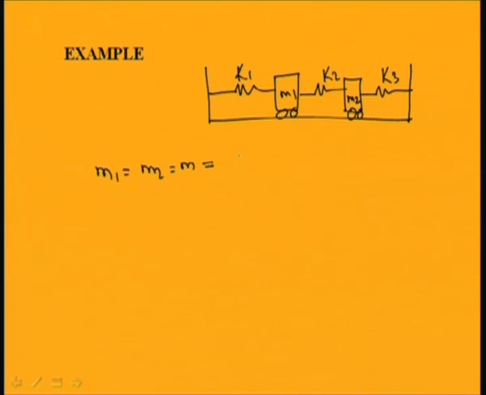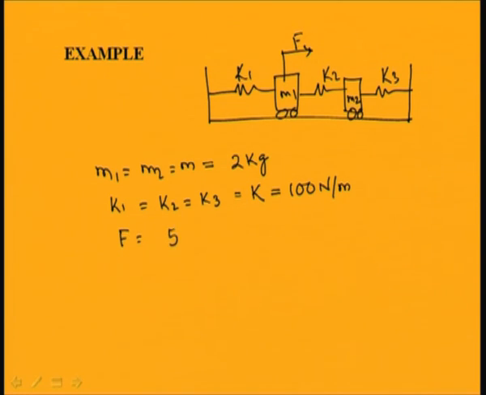So, I am taking this as 2 kg, and then K1 equal to K2 equal to K3, let us take, equal to K, and let us take this equal to 100 Newton per meter, and the first mass is subjected to a force. So, this force F, let us take it equal to 5 sin 2t. Initially, let us take this force equal to 5 sin omega t, and then let us find for the special case when omega equal to 2 radian per second.